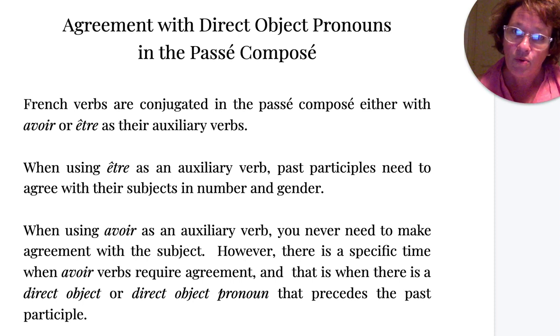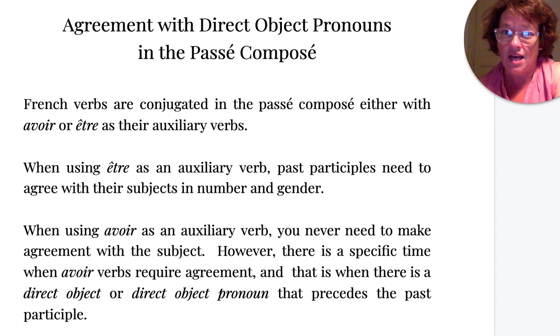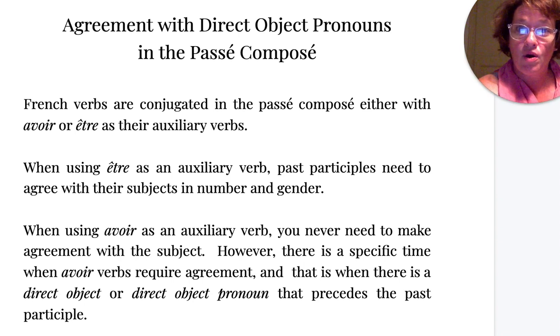So at this point, you have learned about direct objects. You have learned how to use direct object pronouns, okay? So there's this thing in French, when we come to the passé composé, about making agreement with direct object pronouns and past participles in the passé composé. So I'll try to keep this short and sweet for you.